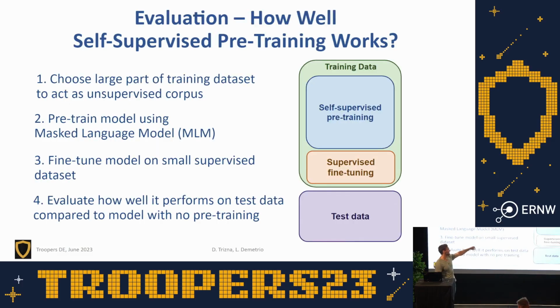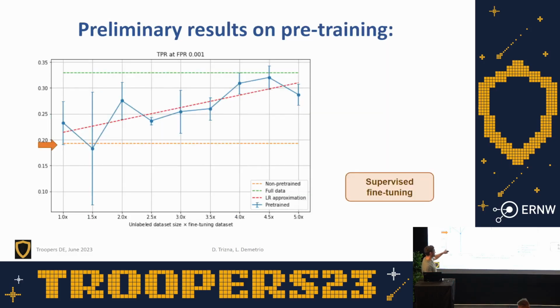And yeah, we evaluate on the test set how this model that is using, for example, the pre-trained unsupervised blob behaves if compared to one without the pre-training, just using the orange part of data. And that's what this graph represents.